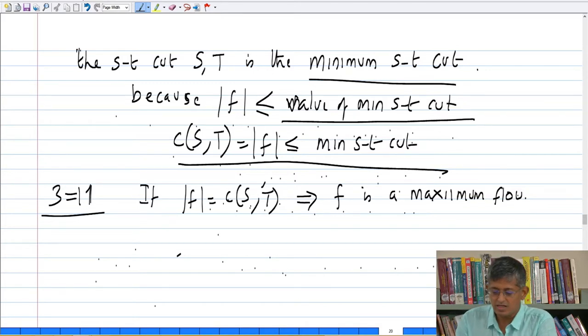So this completes the proof of the max flow min cut theorem, right? So I have about 6 minutes. So what I will do is I will show you how to prove the two things that I have not yet proved, right? So let me write them down. And okay, before that, are there questions?